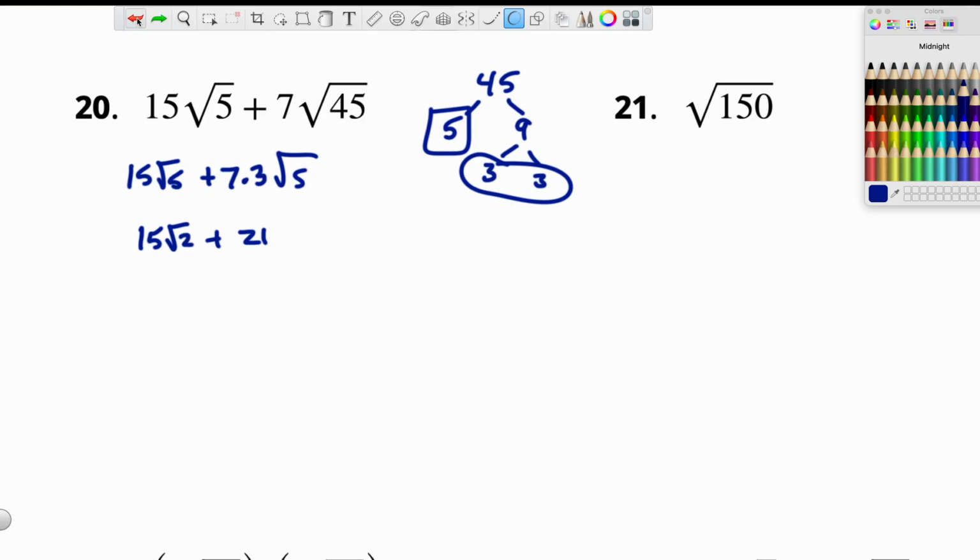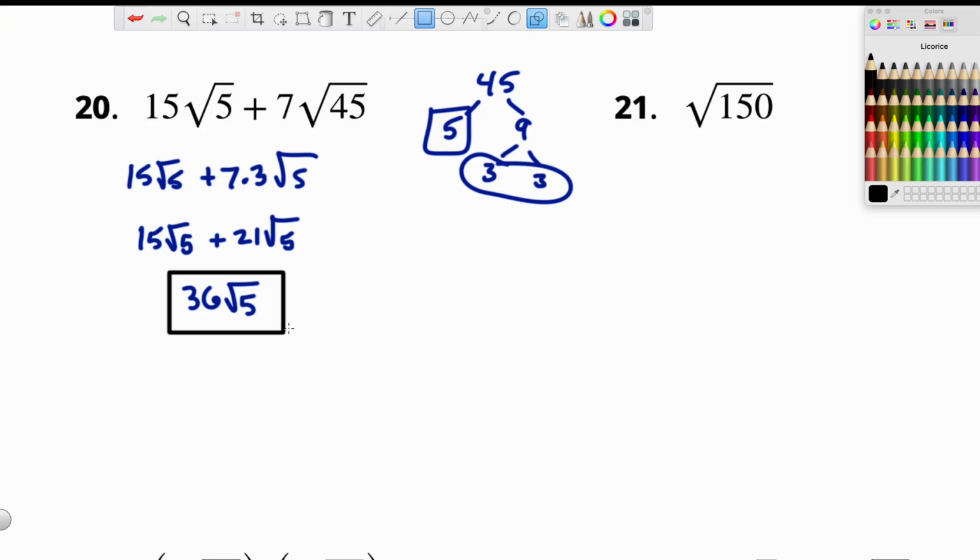Just going to back up here. 5 plus 21 root 5. Okay, so 15 plus 21 is 36 root 5. And that is the solution. That's simplified. Okay. That was number 20.